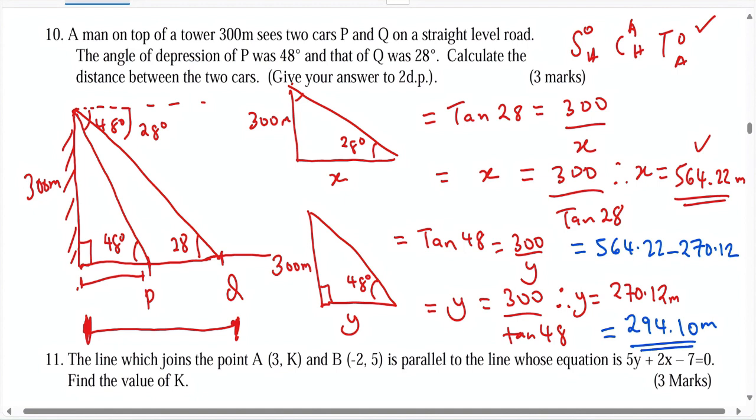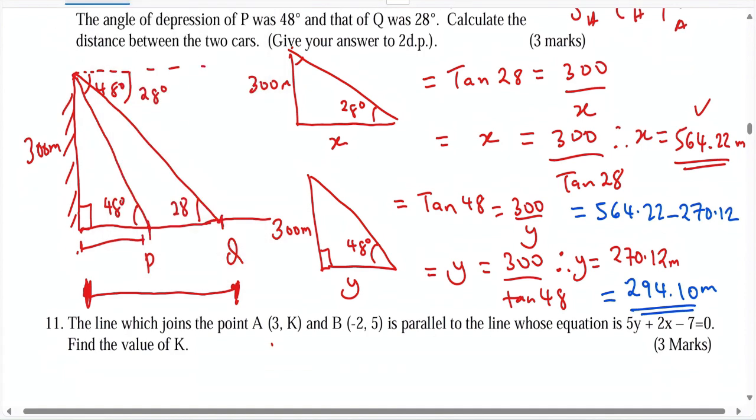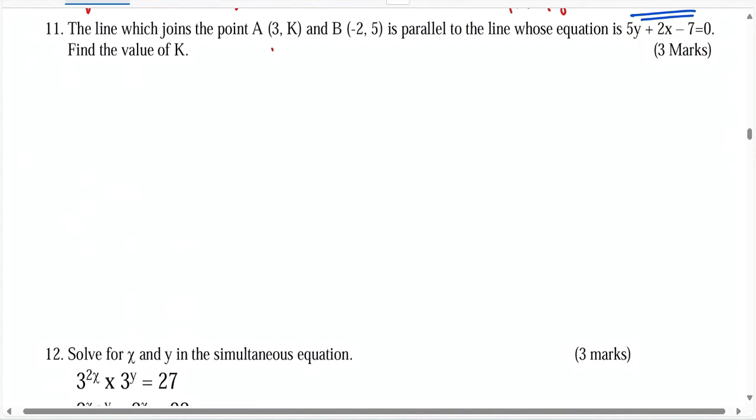Haya, tuendelee. Question 11. Question 11 inasema nini? The line which joins the point A (3, k) and B (-2, 5) is parallel to the line whose equation is 5y plus 2x minus 7 equal to 0. Find the value of k.